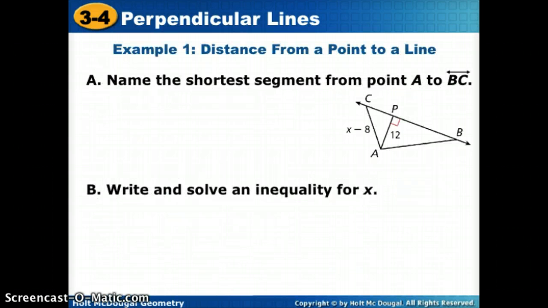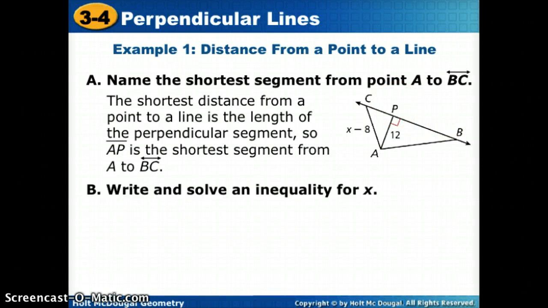So let's look here. In this picture, we see that A is a point on its own out here, and we have a right angle. So we've got some perpendicular lines. That's something good to notice. It says to name the shortest segment from point A to line BC. Well, we just learned that the shortest distance from a point to a line is the segment that is perpendicular. So the shortest distance would be segment AP.